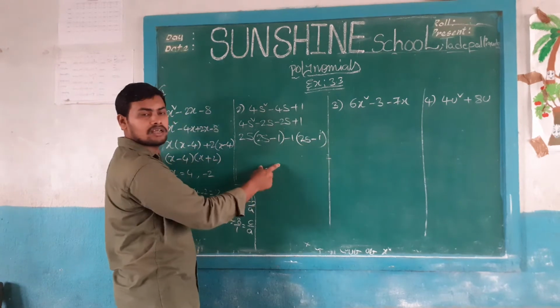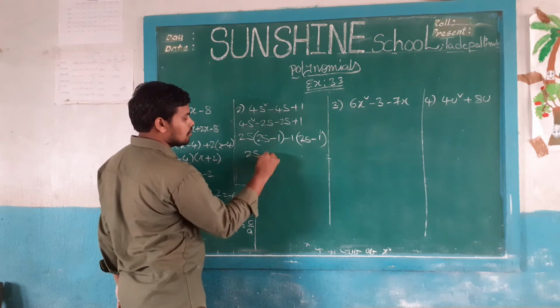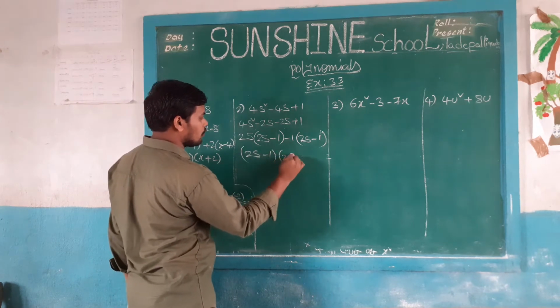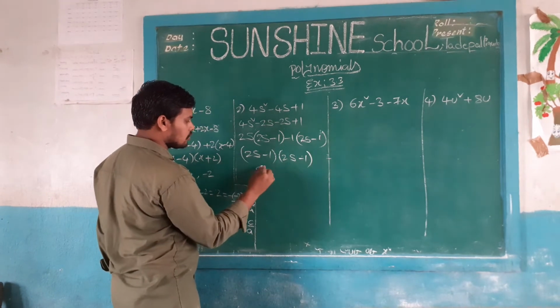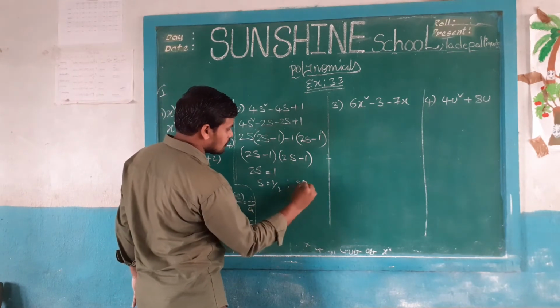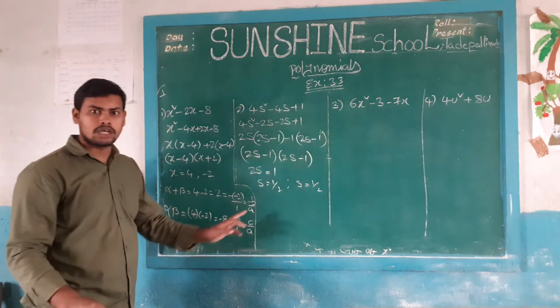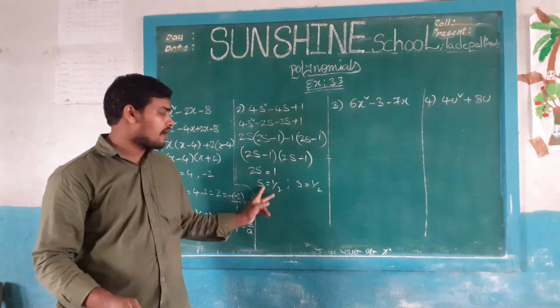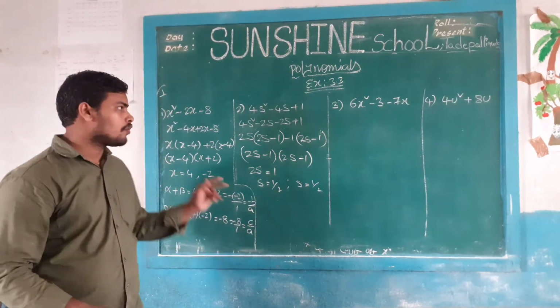Here these two terms are the same: 2s minus 1, 2s minus 1. So 2s equals 1, s equals 1 by 2. In the similar way, same process, s equals 1 by 2. The two zeros of this given polynomial are s value 1 by 2 and s value 1 by 2.